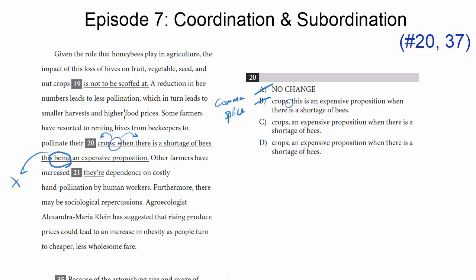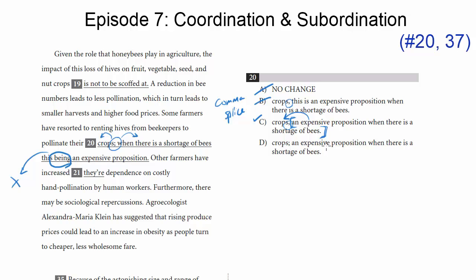How about C? Some farmers have resorted to renting hives from beekeepers to pollinate their crops, comma, an expensive proposition when there is a shortage of bees. So this may seem a little bit of a strange choice to you, but it actually does work. Now this comma, you'd have to ask, is this a complete sentence? If it is, then we have a comma splice. And you look at it, and actually it's not a complete sentence. An expensive proposition when there is a shortage of bees. This whole phrase, this whole clause, is referring to the crops. It's giving us more information on the crops, and as such, it's not itself an independent complete sentence, so we can separate it from the sentence with the comma. This is a proper way of connecting these two parts of the sentence.